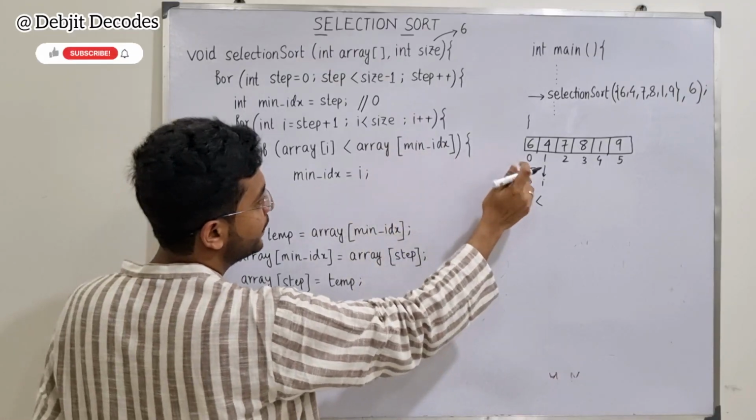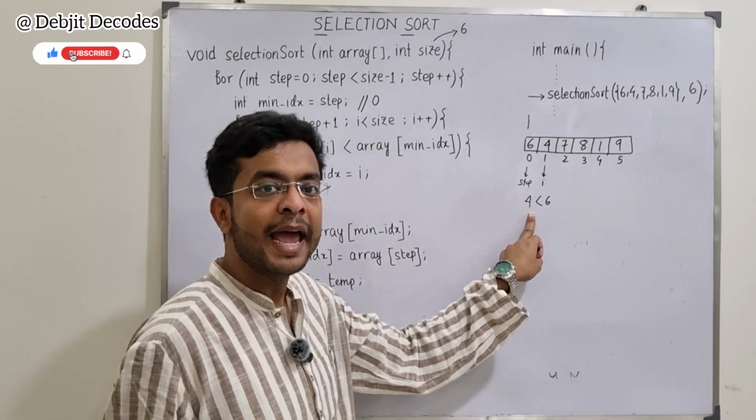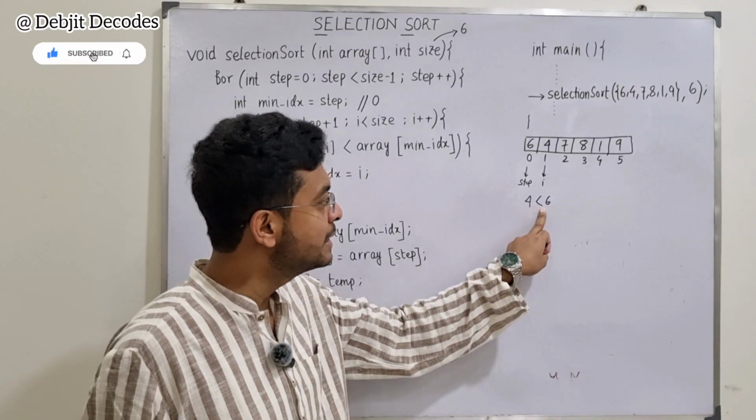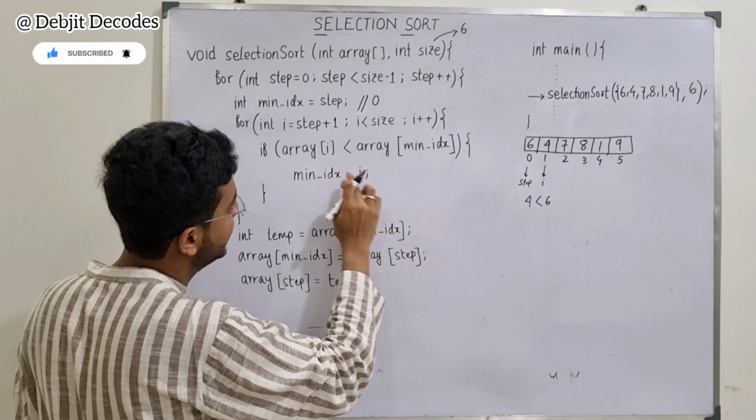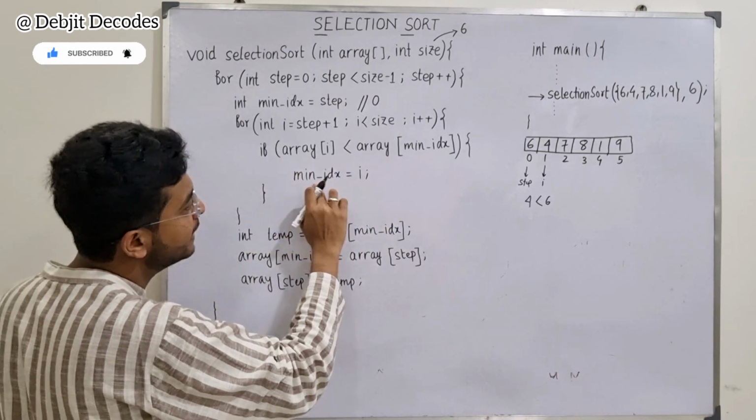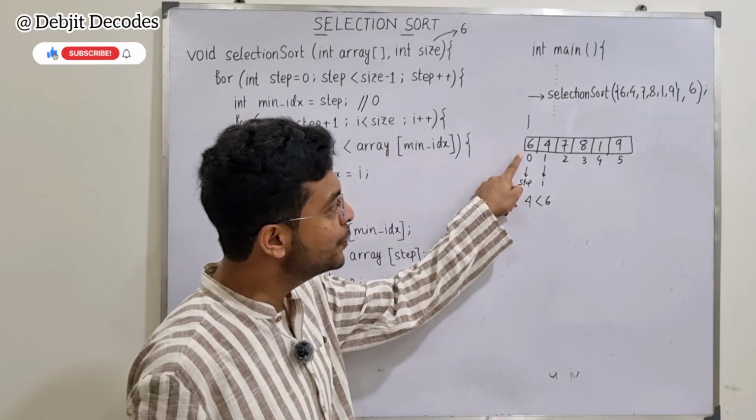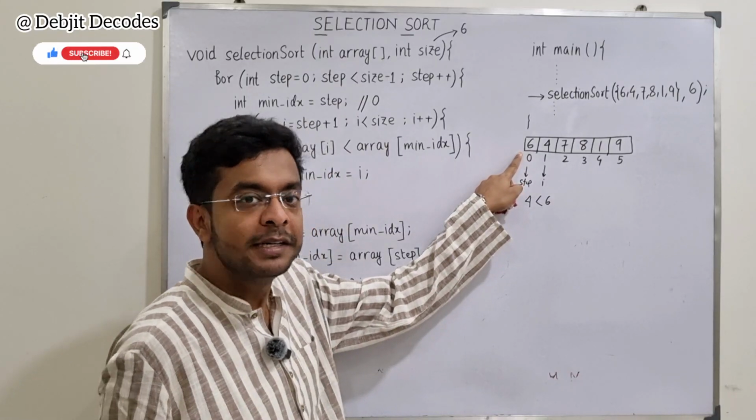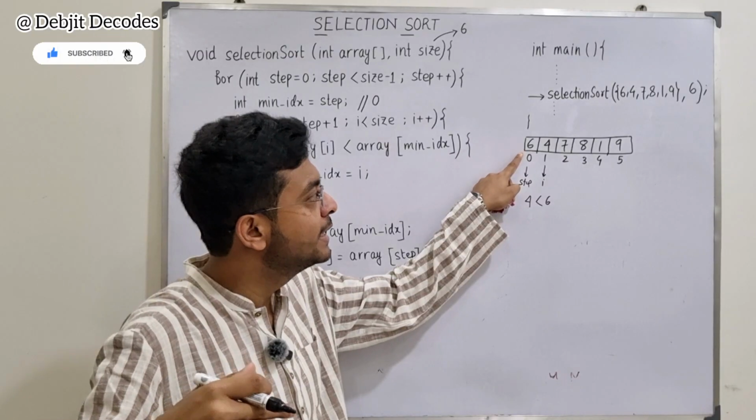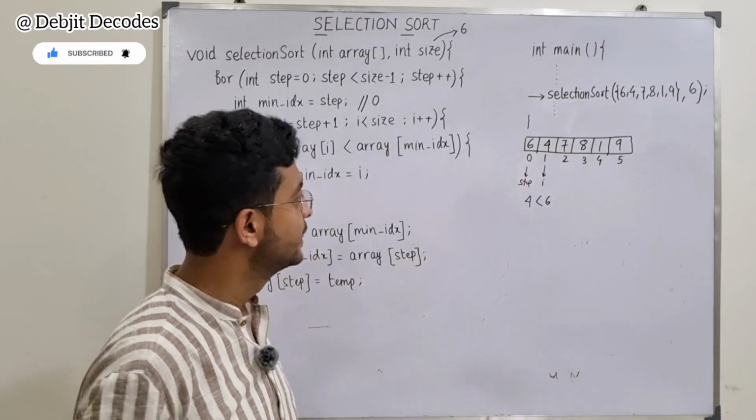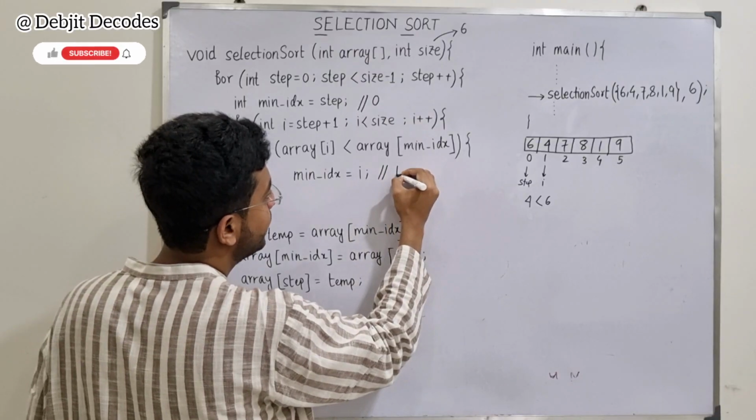So array of 0, that is 6. So this condition is actually satisfying. That is 4 is less than 6. In that case, this min index is getting modified. If this if is satisfying, then min index is becoming i. So what does it mean? As I am saying that it is assuming the first one to be the min index, but it is not always true, right? So whenever it finds any value smaller than this one, it will update the min index. So what is the min index value now? Right now the min index value becomes 1.